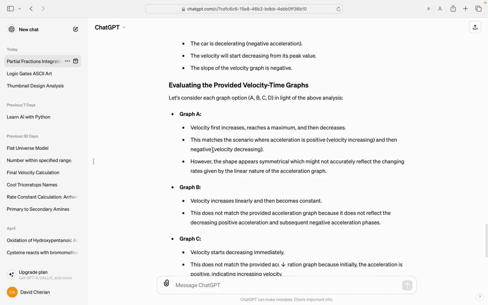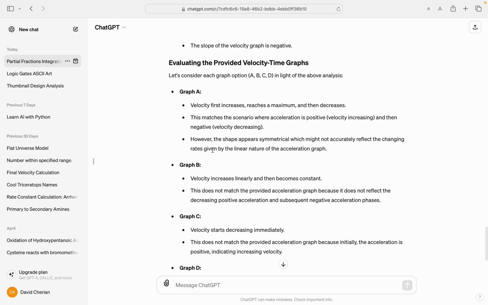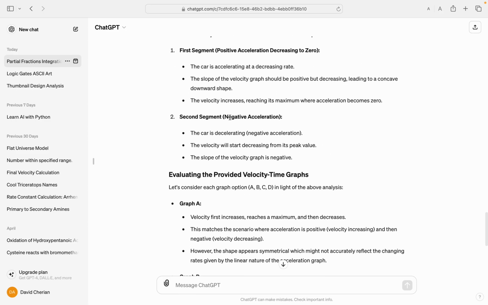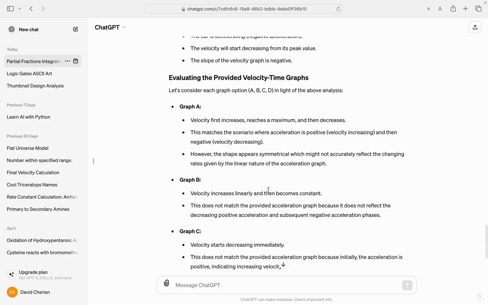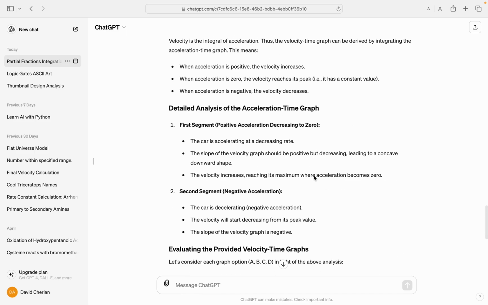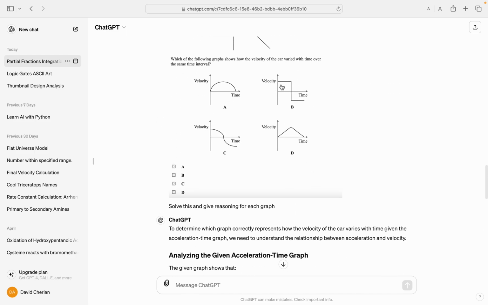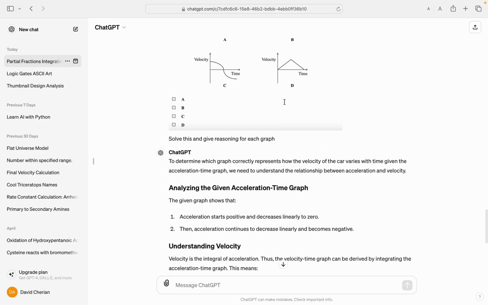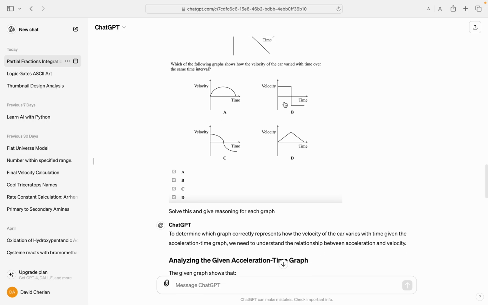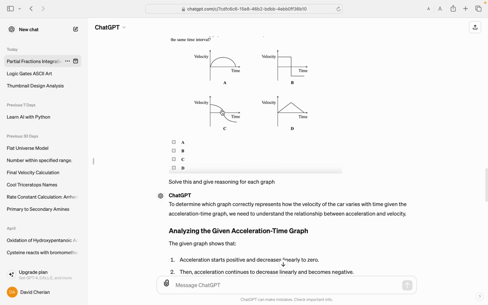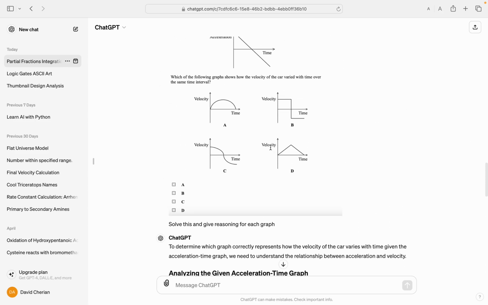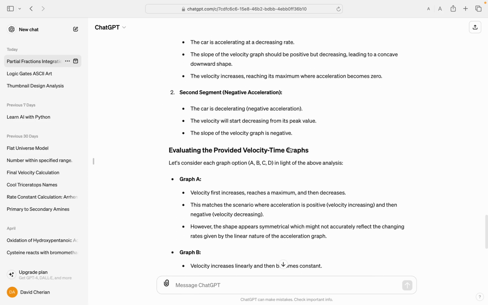So graph A, they're saying that the velocity first increases, then decreases. Wow, it's analyzed that graph correctly. We can see that it's increasing and then decreasing. Second segment, graph B, velocity increases linearly and then becomes constant. Okay, we can see that. And graph C, velocity starts to decrease. Wow, it's analyzed the graph perfectly. It's decreasing, as you can see. Graph D, velocity increases linearly. Yep, it is increasing upwards.